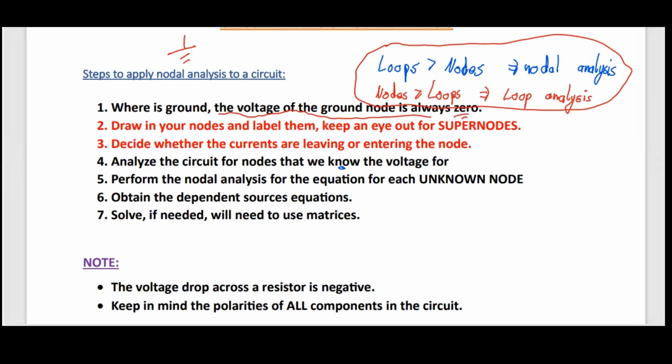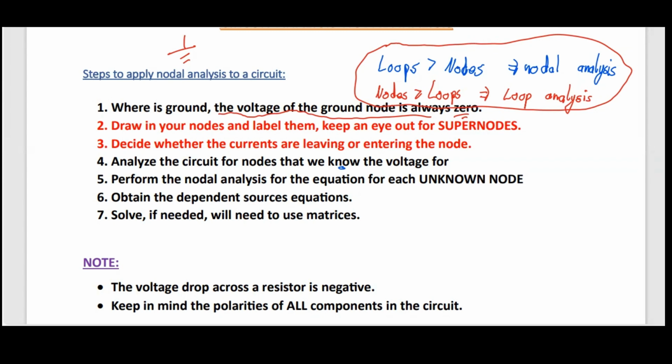But most of the time, he will give you where the ground is. So make sure and look for that little symbol. That's when you draw a little node. Wherever node the ground is connected to, the voltage of that entire node, the endpoint wherever that node is connected to, the entire node is 0. Yeah, so just remember that.